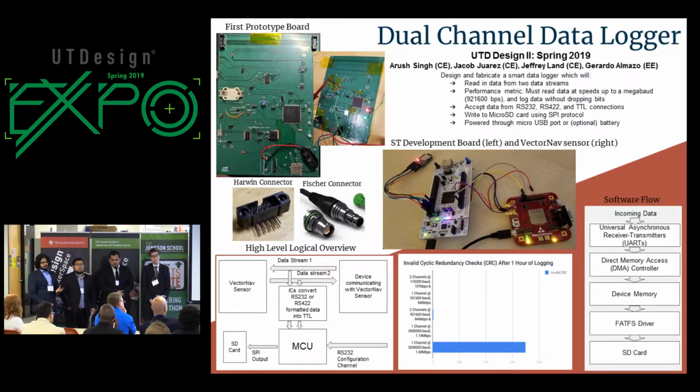Now, our MCU can only read UART. It has two UARTs, those are the two data channels it reads, and those need to be TTL, so the RS-232 and the RS-422 signals need to be converted to TTL. This is achieved by using transceivers, and to allow the user to choose which type of data they want to read, we use mechanical switches to let the user choose which data stream to put on which UART.